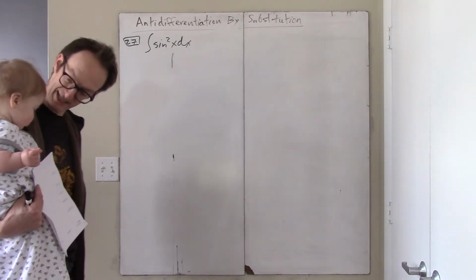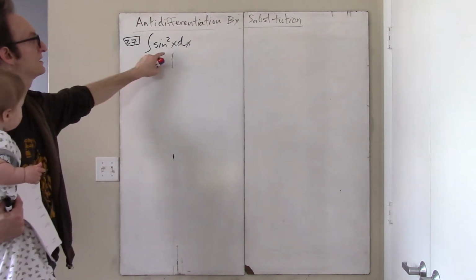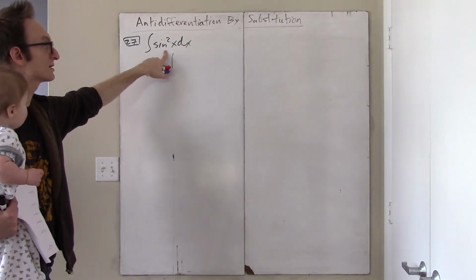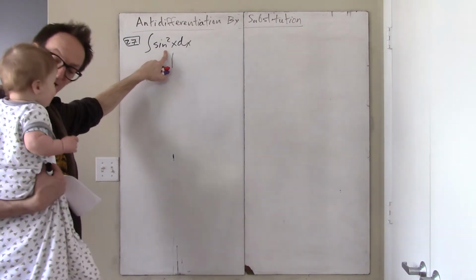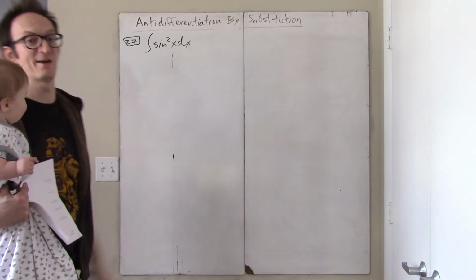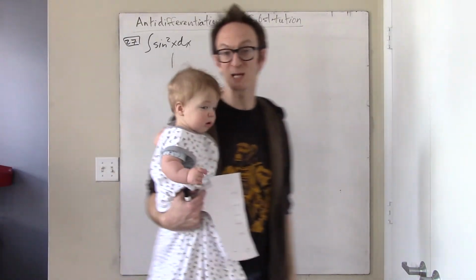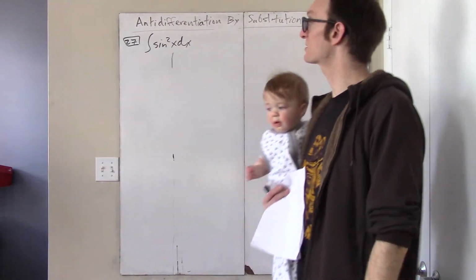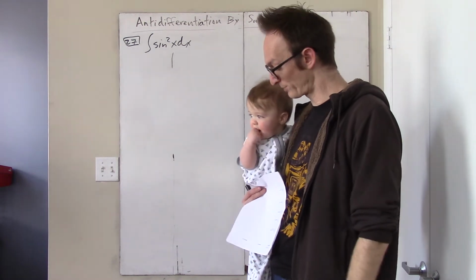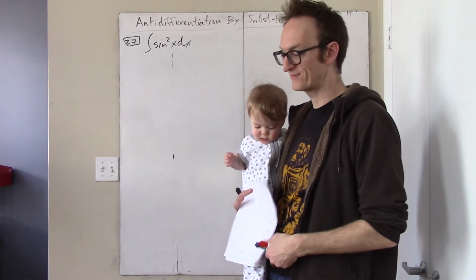Another popular idea is to maybe think to write this as 1 minus cosine squared. That might seem like a good idea at first, but then I don't know how to antidifferentiate cosine squared either. So I'm just stuck and going round and round in a loop. So I have to do something more crafty.